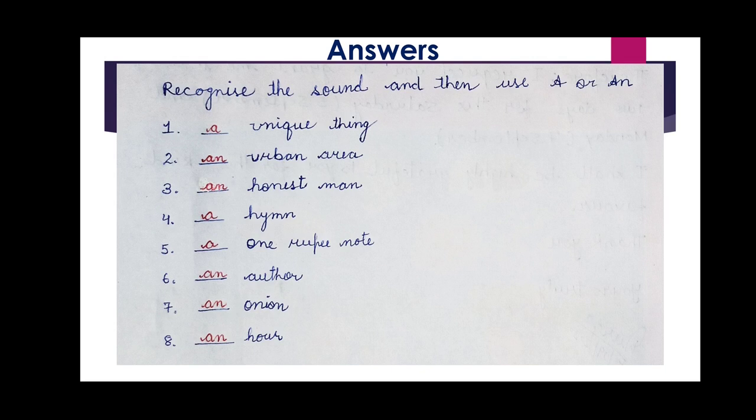It is also a vowel sound. Number 7, onion. So it is again a vowel sound. It would be an onion. And number 8, an hour. Again a vowel sound. So we will use an here. So if you have also thought of the same answers, that means you have understood the topic very well. So keep practicing. Thank you very much.